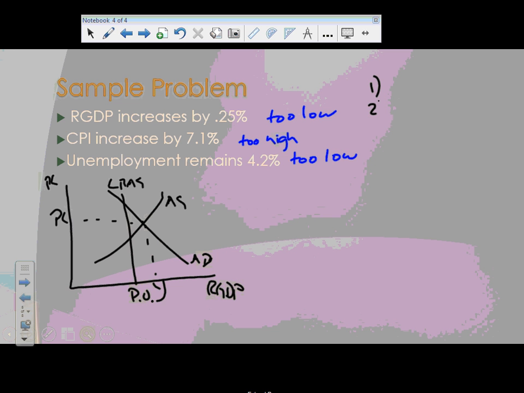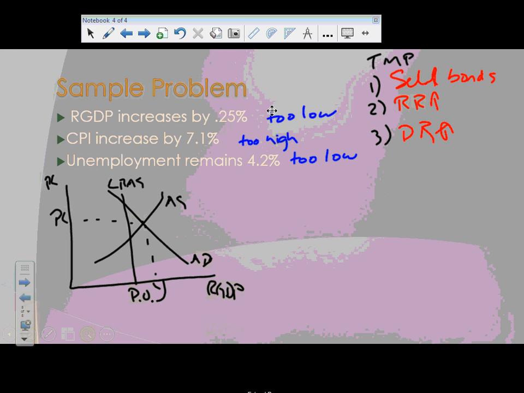Well, the Fed has three options as it implements tight money policy. One option, the most popular option, is to sell bonds. The second option would be to raise the discount rate. And the third option would be to raise the reserve ratio. So when those three things happen, we want to see how they are going to impact the money market first of all.